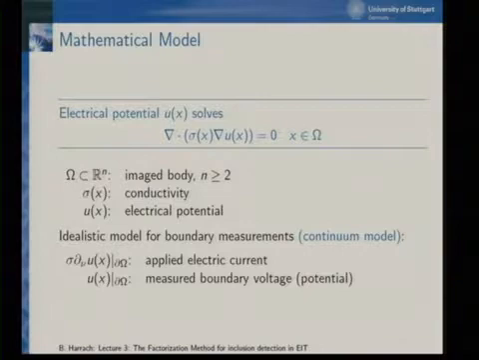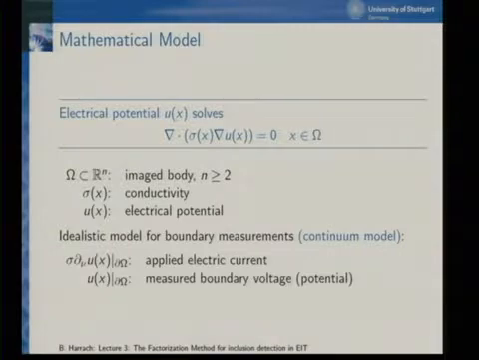And at least in a very idealistic model that mathematicians like to use, and that usually is helpful to study first before you go to real electrode measurements, the applied electric currents on the patient can be modeled by the Neumann boundary data for this PDE. So the Neumann boundary data will tell you what currents you applied, and the measured voltages on the electrodes are given by the Dirichlet boundary data.